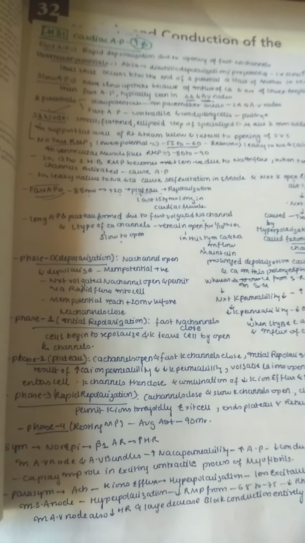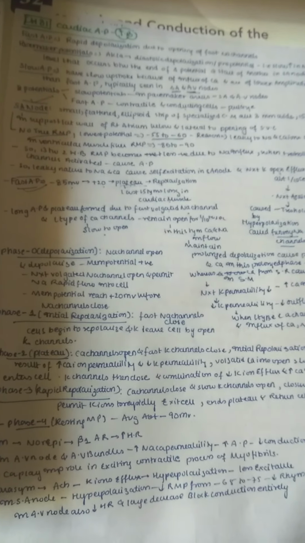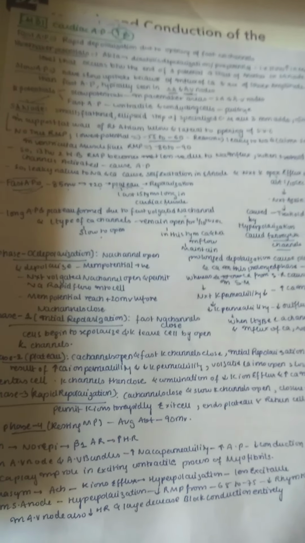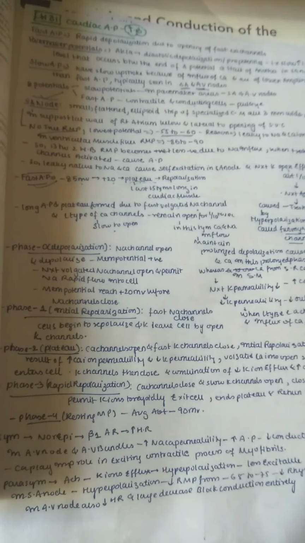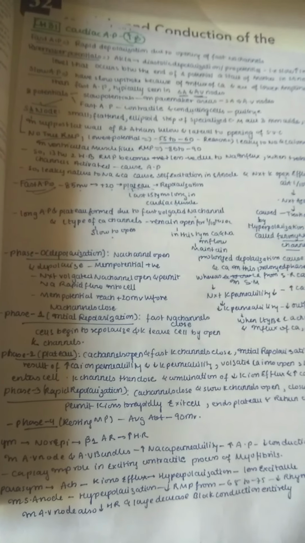Mainly here the difference between skeletal muscle and cardiac muscle is that in the cardiac muscle we find the L type calcium channels, which lead to formation of the plateau. So after the plateau, again the same repolarization takes place. In short form we can say: first depolarization, plateau, repolarization, that's it.